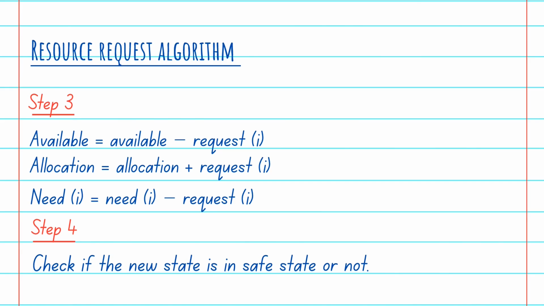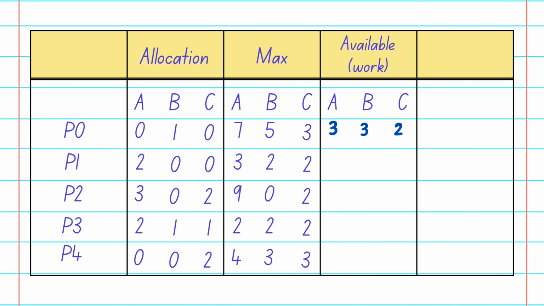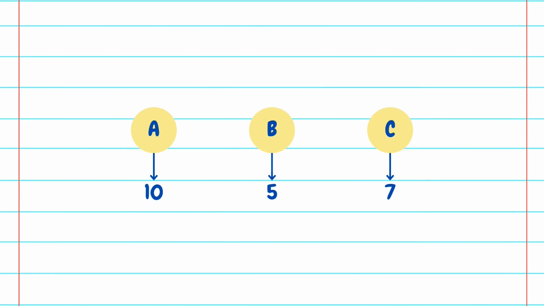Let's take the same example as we have seen in the safety algorithm. We have 5 processes P0 to P4 and 3 resource types A, B and C. Resource A has 10 instances, B has 5 and C has 7, as we have seen earlier, right?